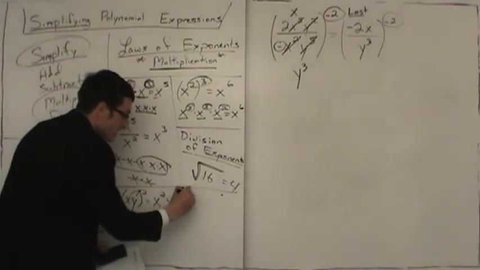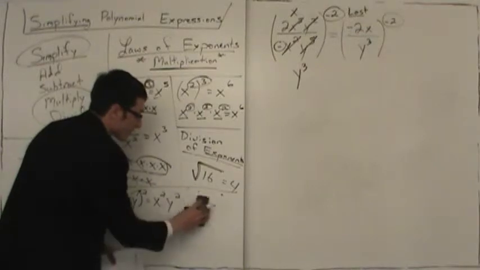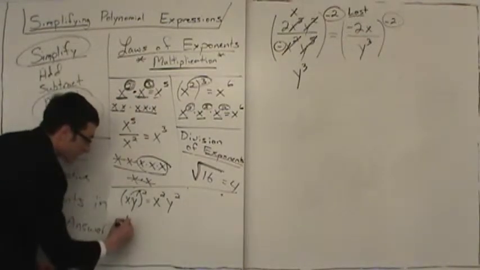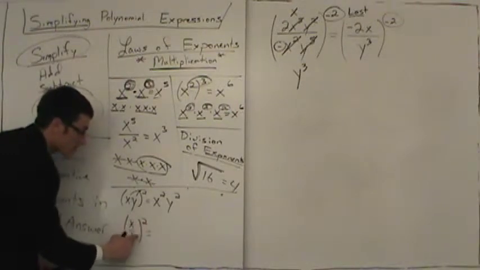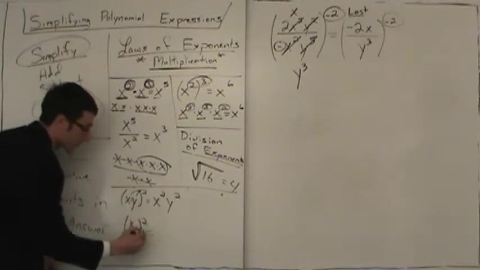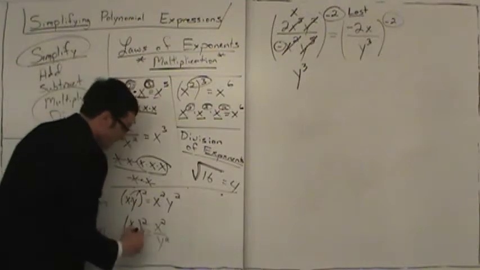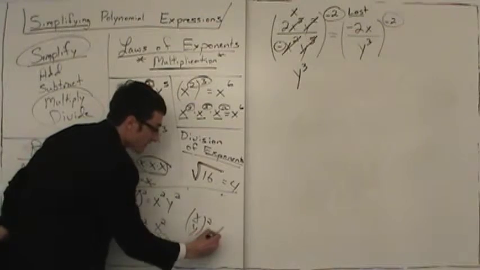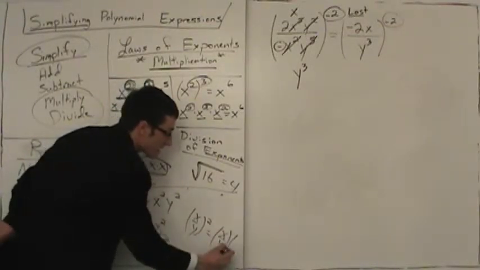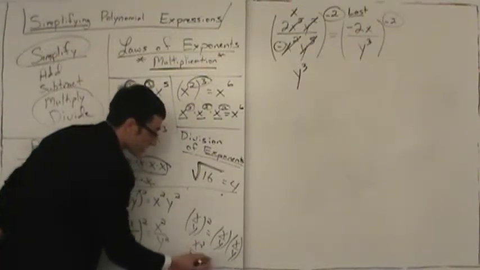Question: if I give you x over y quantity squared, can we square the x and square the y? Yes, because exponents distribute over division just like they distribute over multiplication. We get x squared over what? x squared over y squared. To show you, x over y squared means x over y times x over y, which is x squared over y squared. So you can see it.